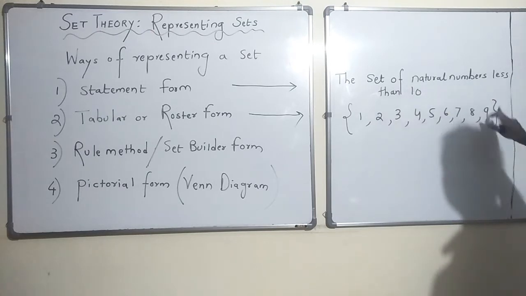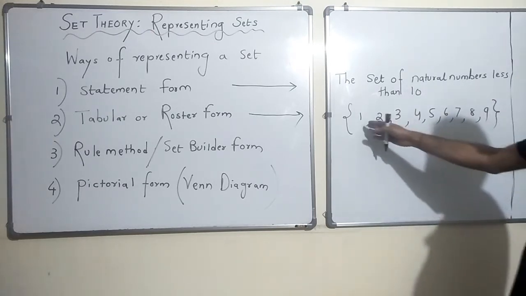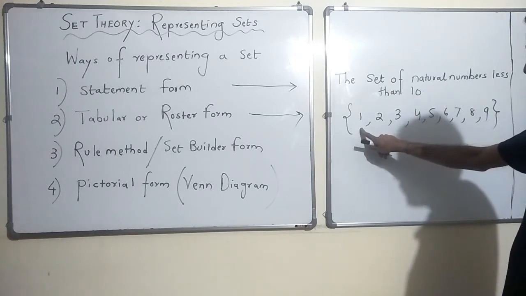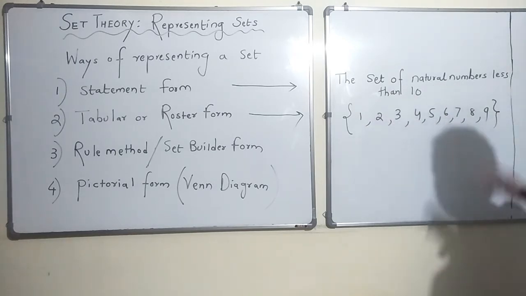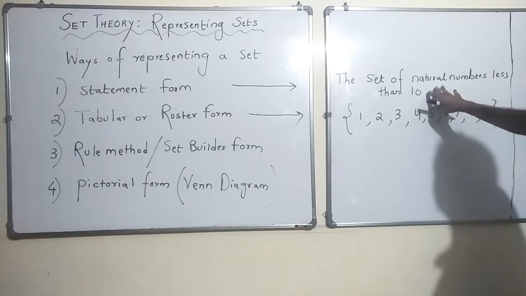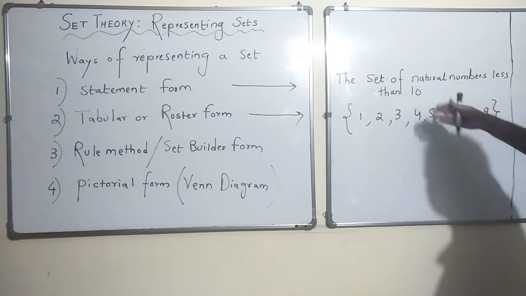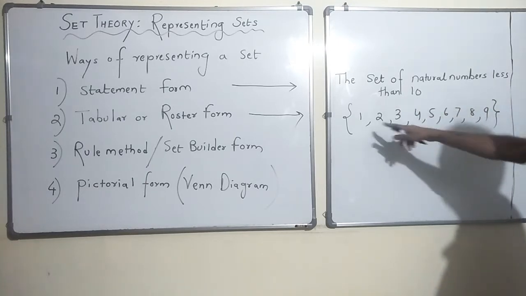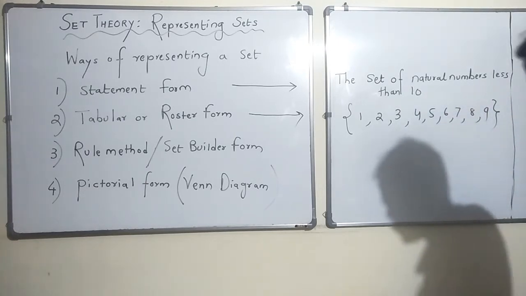Less than 10, so I am only considering from 1 to 9. Natural numbers start from 1, okay, all the way till 9. So this would have 9 natural numbers. Just in case I said 10 earlier, I am sorry. The set of natural numbers less than 10 would be 1, 2, 3, 4, 5, 6, 7, 8, 9, right?